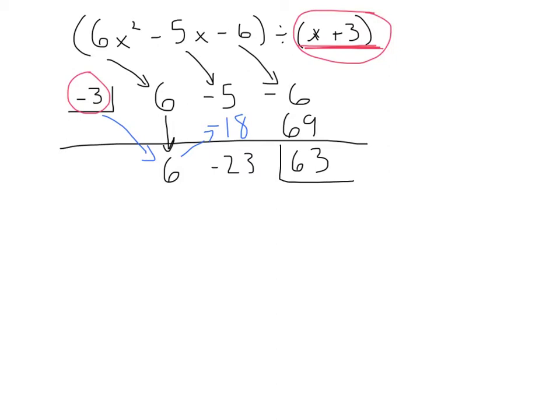And the way we read this is, it's actually easiest to read this from right to left and say, okay, we've got a remainder of 63, so that's 63 over x plus 3. This term right here is going to be our constant term, so we'll have negative 23 plus our 63 over x plus 3. And then since negative 23 is our constant term, 6 will be our linear term. So we'll have 6x minus 23 plus 63 over x plus 3 will be our answer to this synthetic division problem.